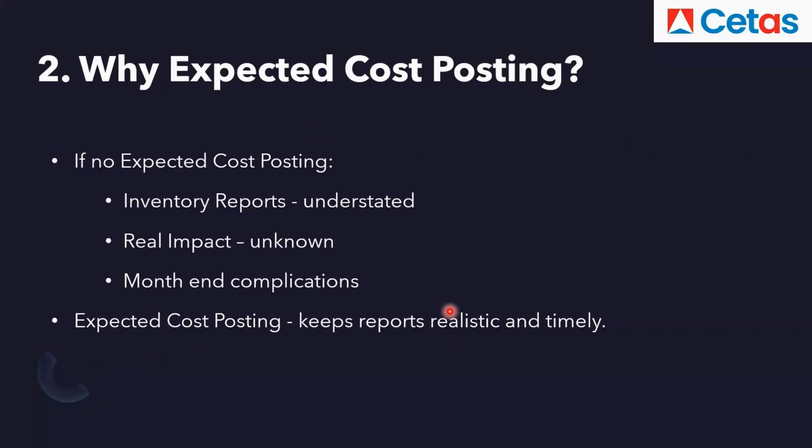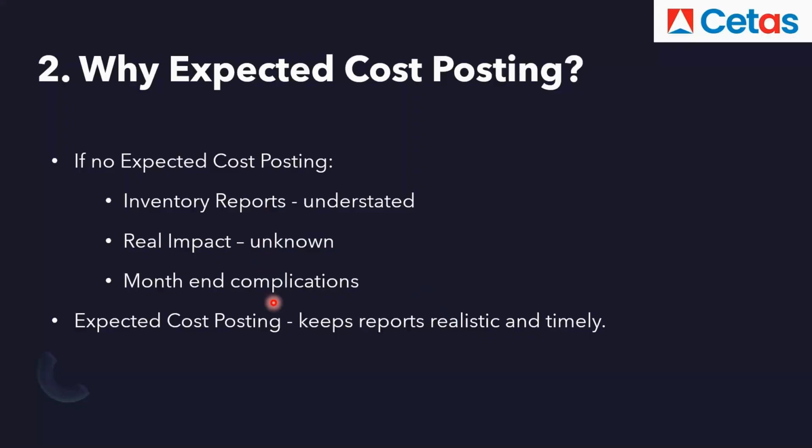Why do companies use expected cost posting? As I mentioned earlier, companies use it because physical movement happens before invoicing. Almost every company deals with timing differences. Goods come today and the invoice comes after 5 to 30 days. If Business Central waits for invoices to reflect the inventory value and COGS, then inventory reports will look understated. Managers won't know the real impact until later. Month end will be painful and full of sudden adjustments.